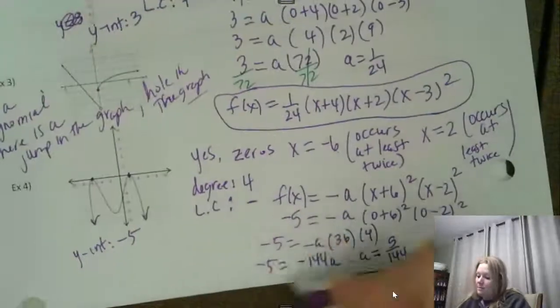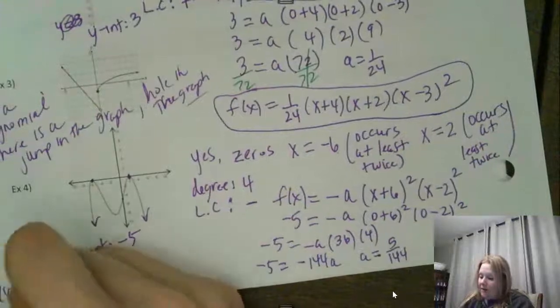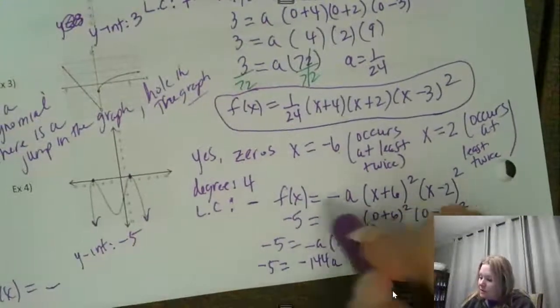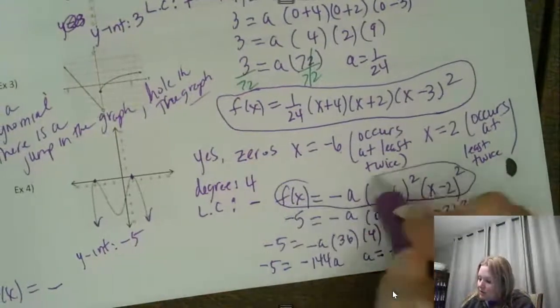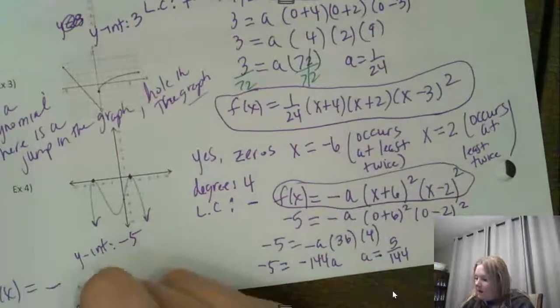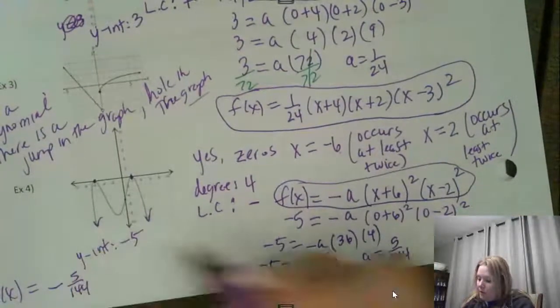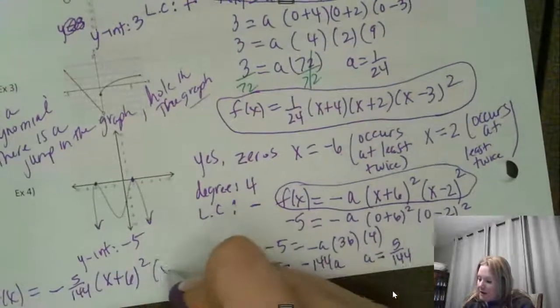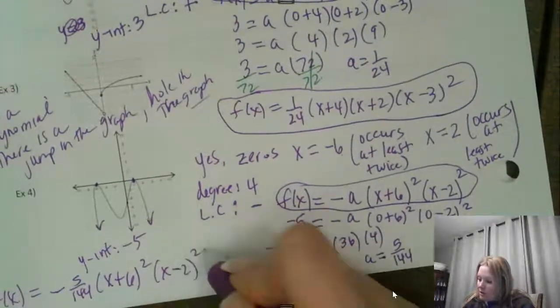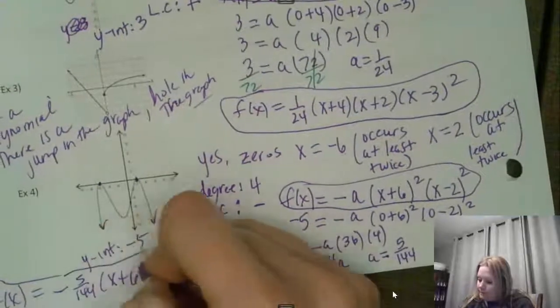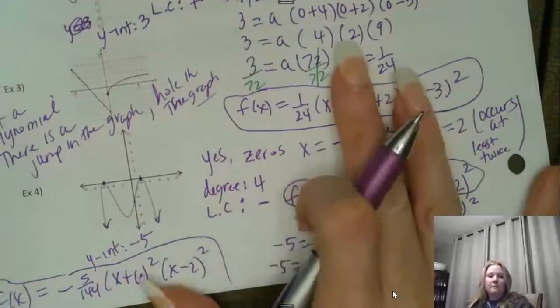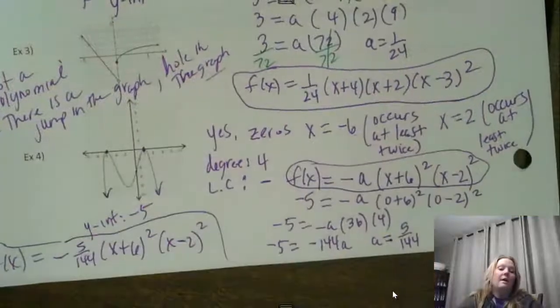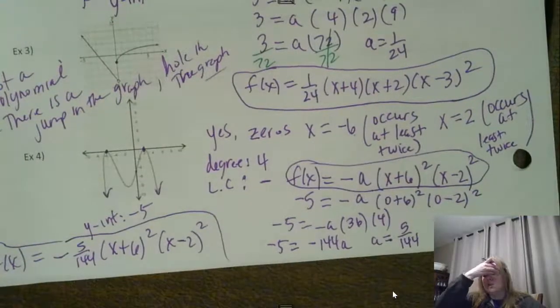So what is my equation? Well, it's f of x equals negative. So we're plugging into this. We're just filling the a in. 5 over 144, x plus 6 squared, x minus 2 squared. Okay. All right, last question.